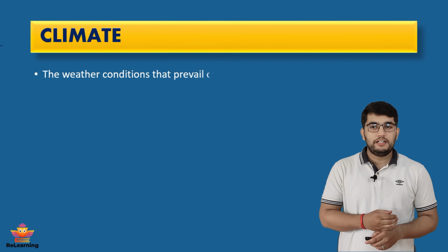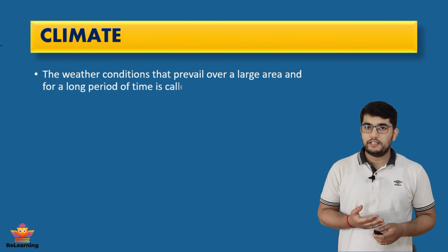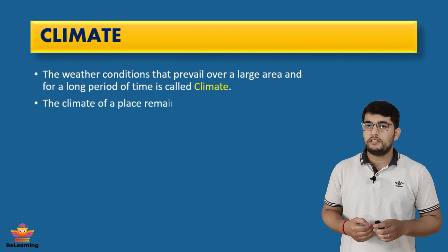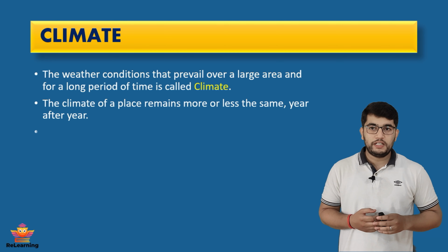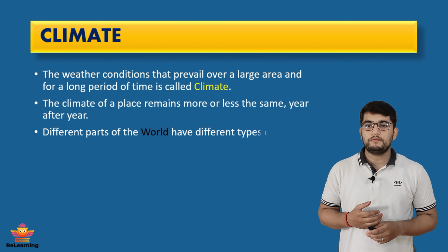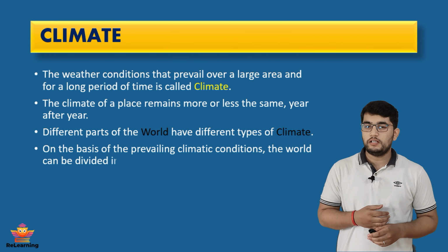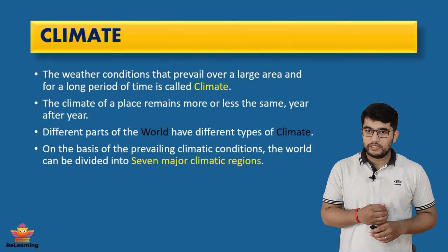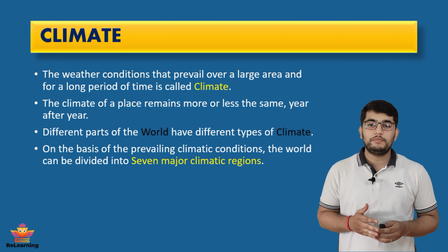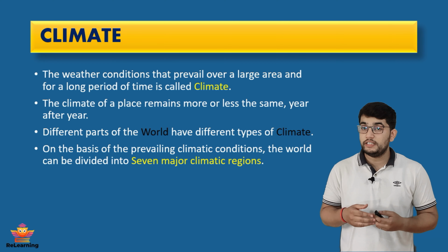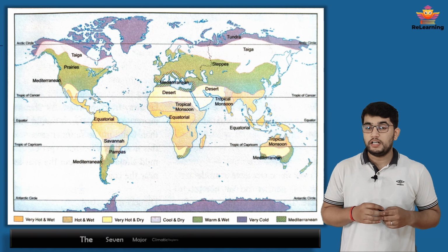Now, the weather condition that prevails over a large area for a long period of time is called climate. The climate of a place remains more or less the same. Then, the different parts of the world have different types of climate. On the basis of prevailing climatic condition, the world can be divided into 7 major climatic regions. Let's see the next one, that is the 7 major climatic conditions.